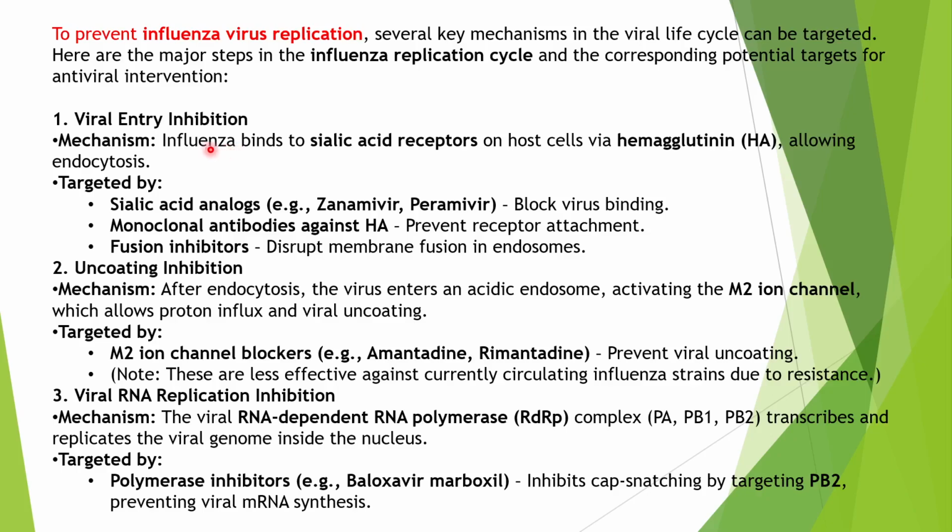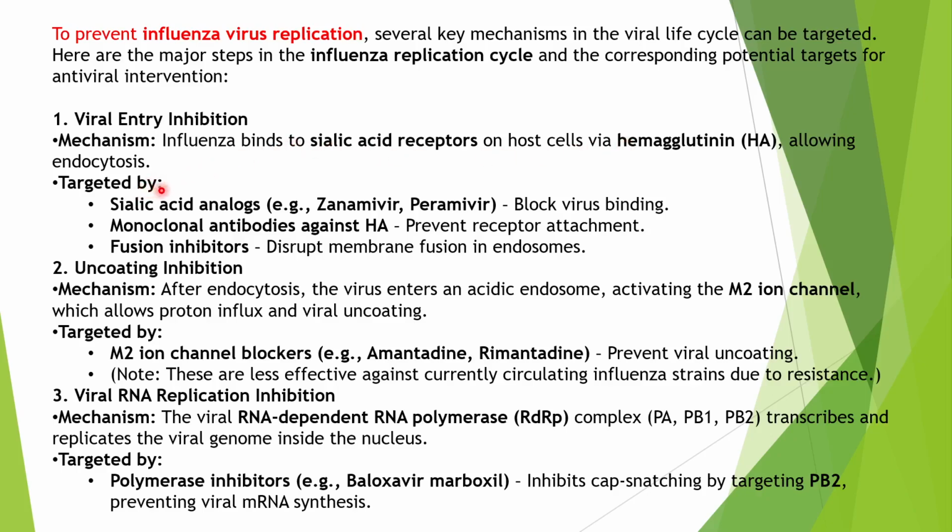The major steps in the influenza replication cycle and the corresponding potential targets for antiviral intervention are, in the step of viral entry, inhibition of the viral entry. So at the entry itself, you can stop it. The mechanism is that influenza binds to sialic acid receptors on the host cells via hemagglutinin, that is HA. This allows endocytosis, which will be a point of entry for your virus.